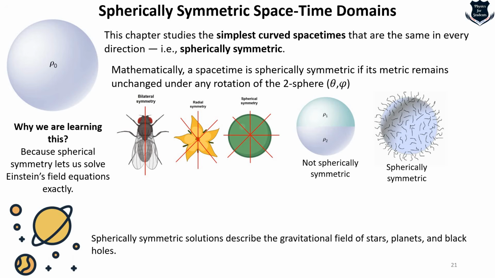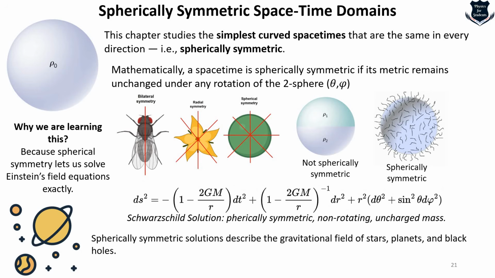So here you can see, the gravitational fields of stars, planets, black holes, almost every astrophysical application of general relativity begins from here. And it teaches you how to connect mathematical curvature to measurable quantities like gravitational redshift, time dilation, and escape velocity.